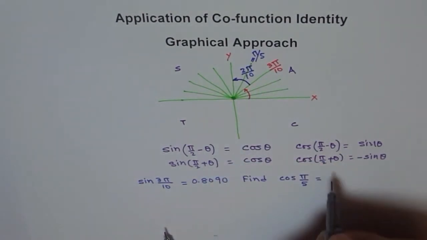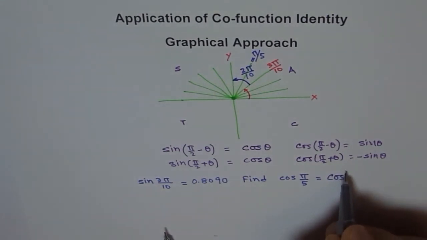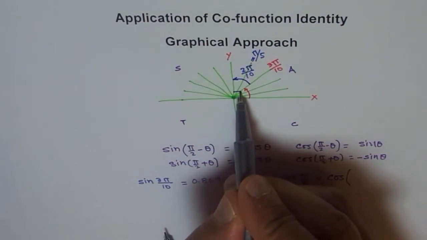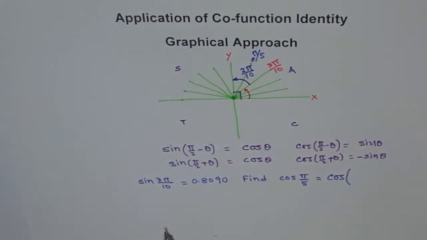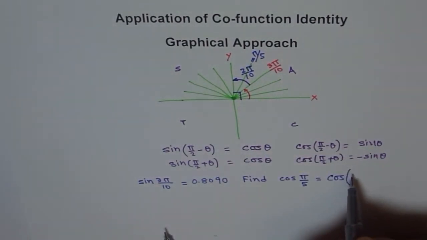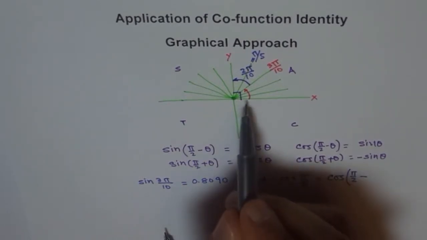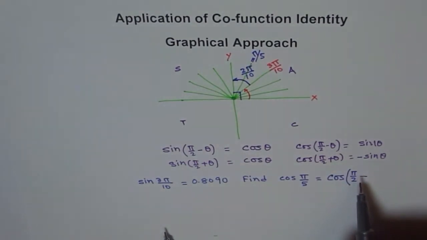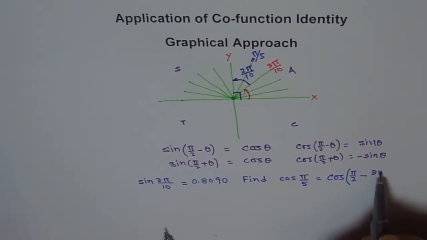So I can write this as cos of, look here carefully, right? Pi by 2 means 90 degrees. Is that okay? So we can write this as cos of pi by 2 minus this side, which will give me that angle, which is pi by 5. Do you get that part? So this could be written as pi by 2 minus 3 pi by 10.